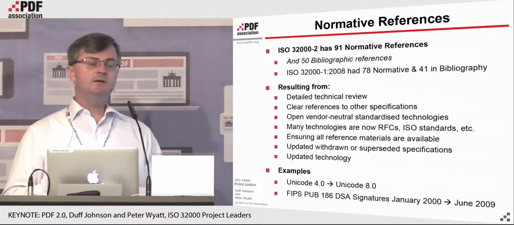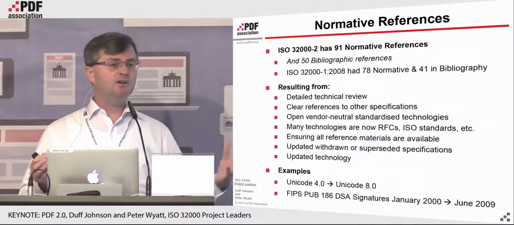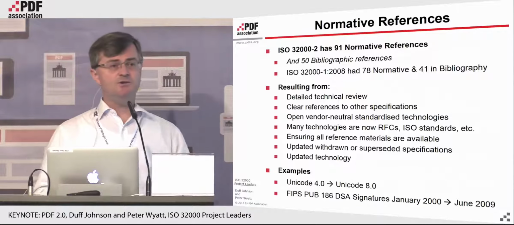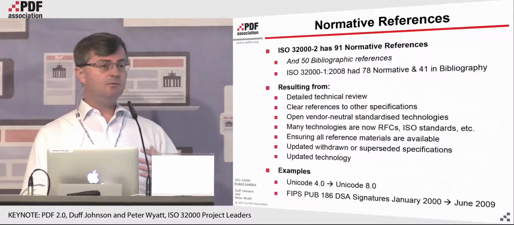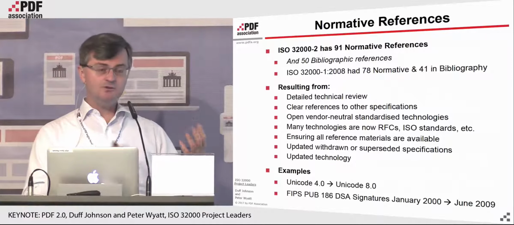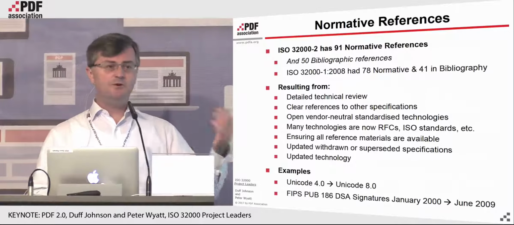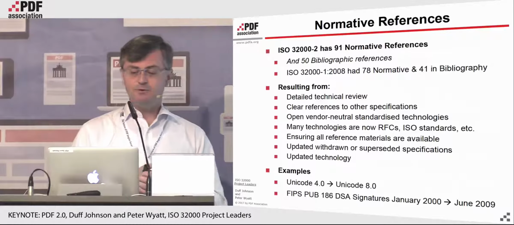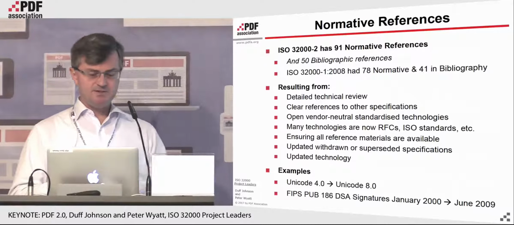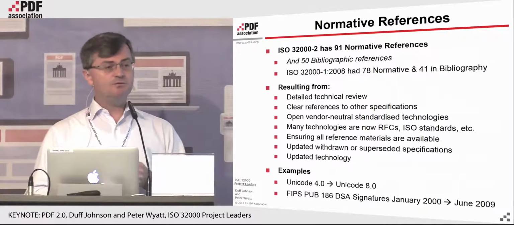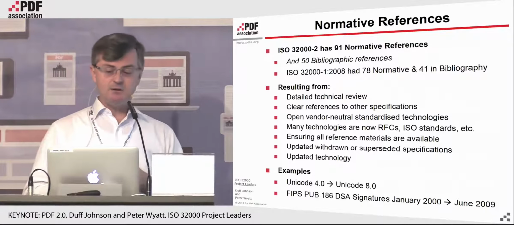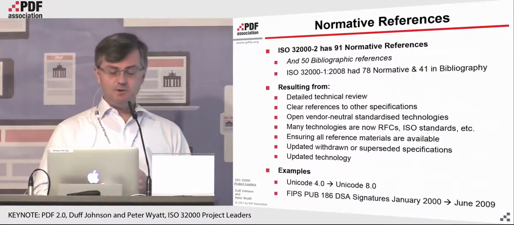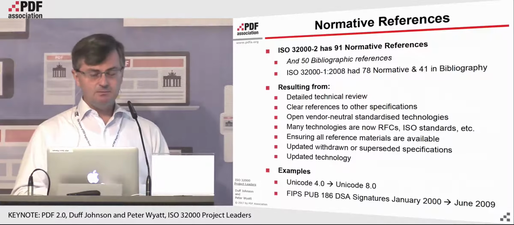This is not necessarily because we've added so much more technology. A lot of it is because previously there wasn't a reference to a certain technology and you had to be knowledgeable to find that. So we've tried to provide all the information so you as a consumer of this document will know exactly what version of something we're talking about. This has resulted from a detailed technical review, clear references to the other specifications, as I said, open, vendor-neutral, standardised technologies. Many technologies are now RFCs or ISO standards in their own right. We're ensuring as much as possible that all reference materials are available.